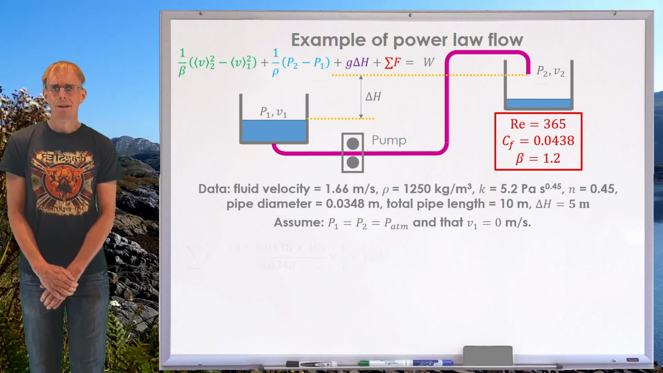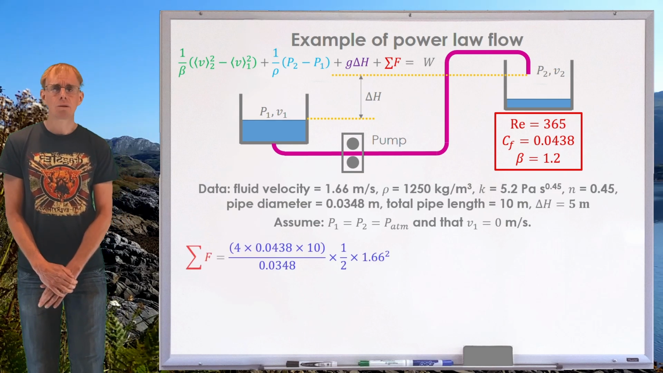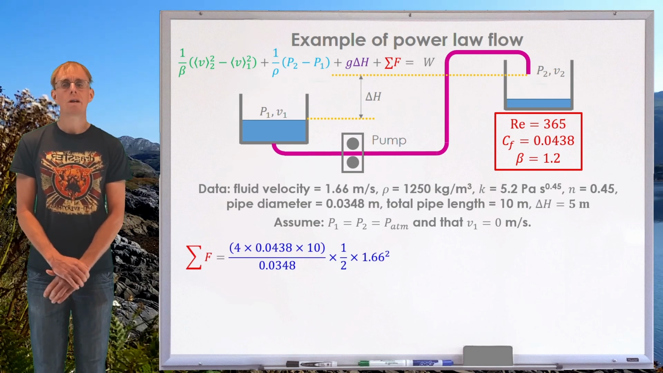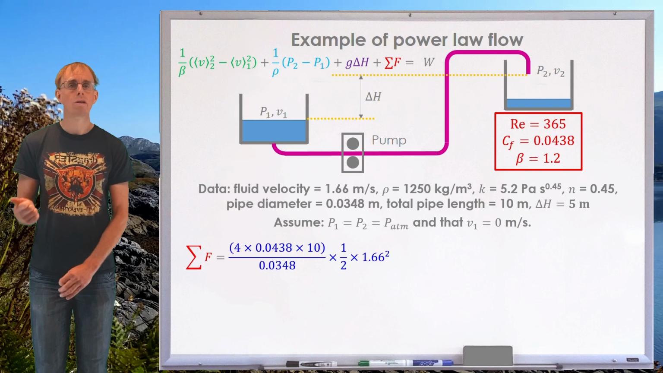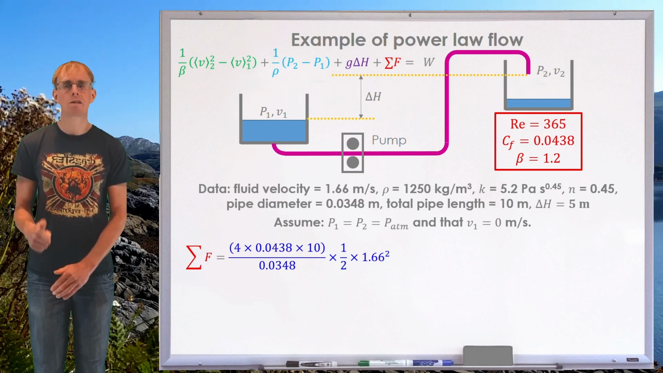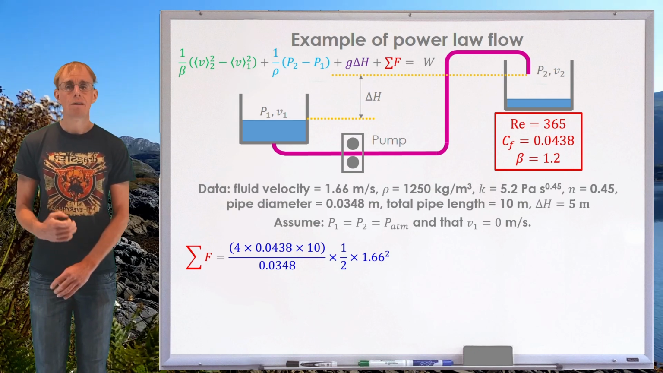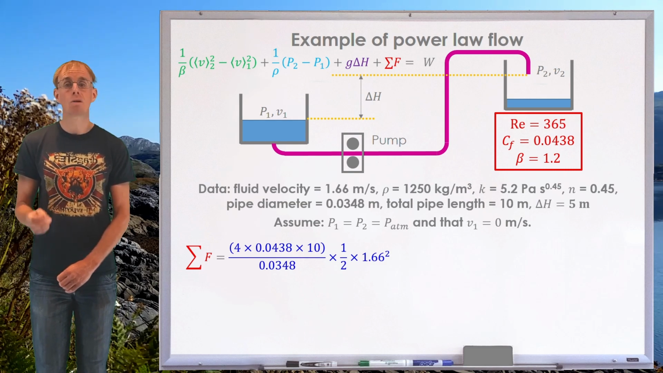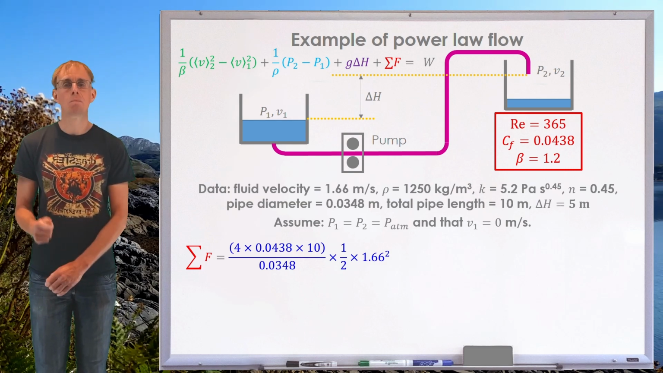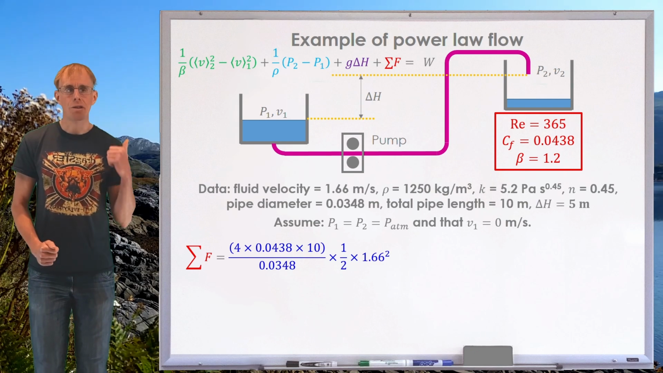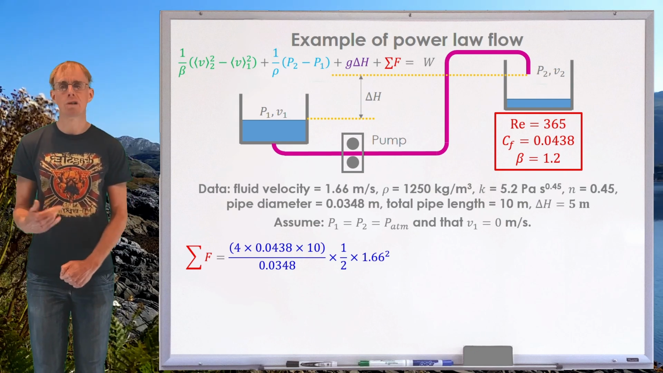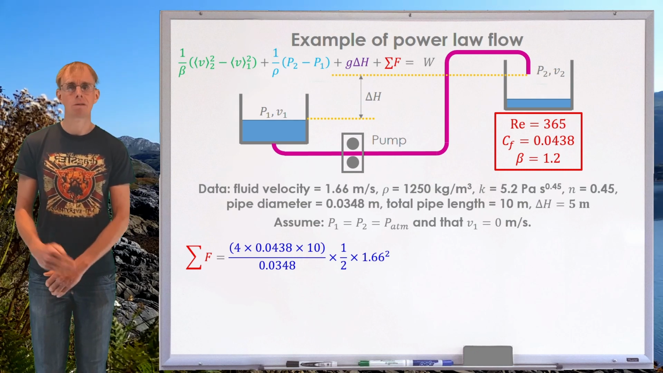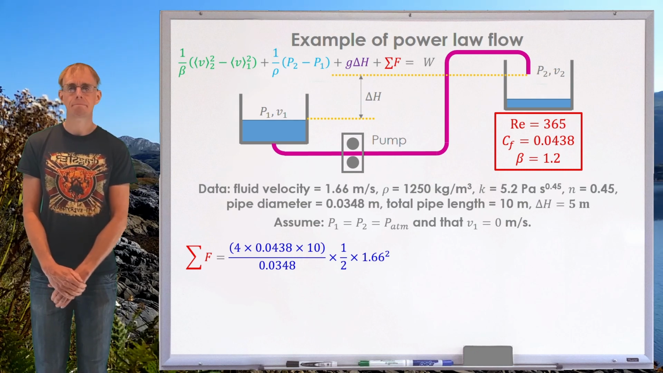So let's again look at the frictional losses first. The pipe loss is going to be 4 times Cf times L over D times a half V squared. The only thing that's changed here compared to the previous example is the value of the Fanning friction factor. It's now 0.0438. So that's what's written there on the board. 4 times 0.0438 times 10, pipe length, over 0.0348, pipe diameter, times a half V squared.